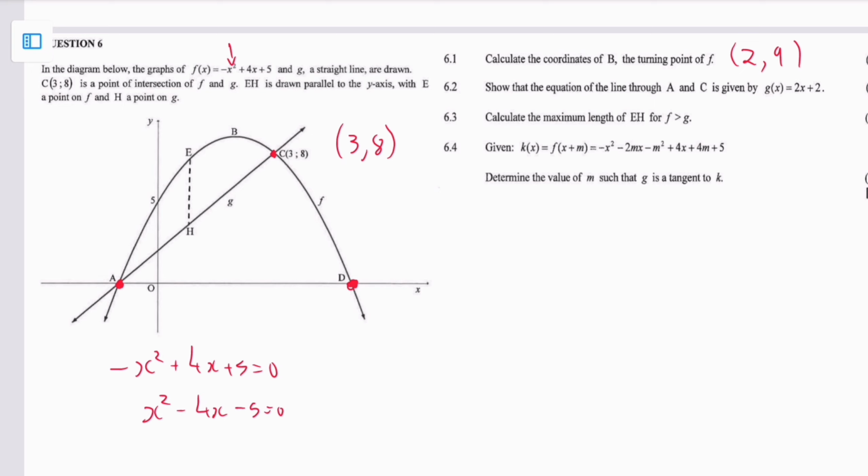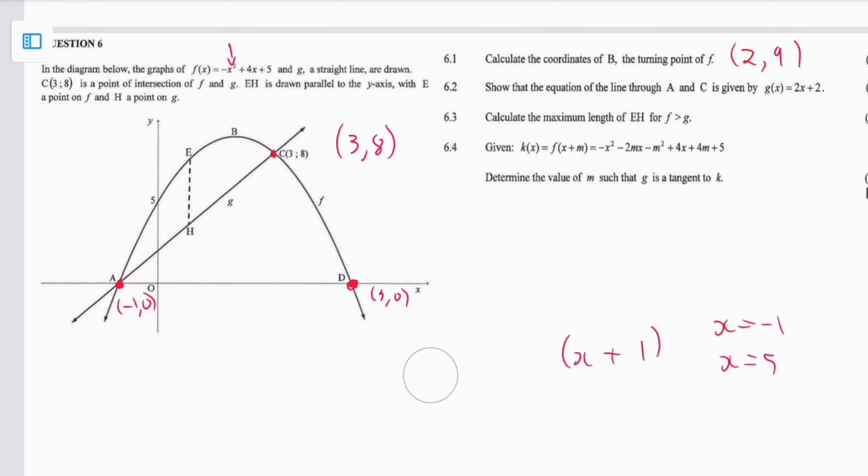So multiply the left and right hand side by -1. We need factors of 5, 1 and 5, so (x - 5)(x + 1), and the bigger number will be negative and the smaller number positive. So we get x equals -1 and x equals 5. So this has coordinates (5, 0) and this one has coordinates (-1, 0). Great. I will do this calculation, but if you've passed grade 9, you should know how to do it.